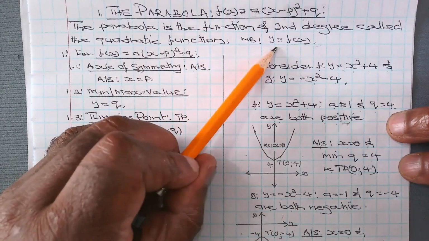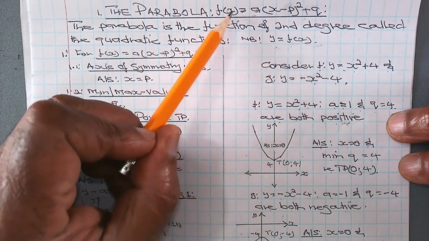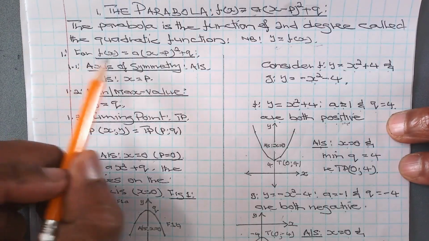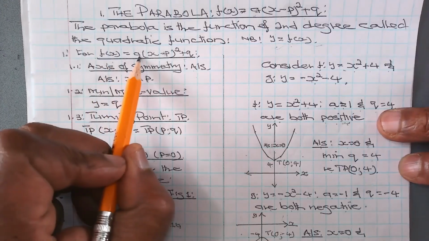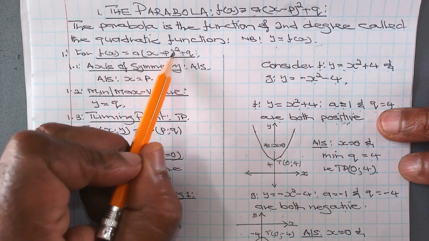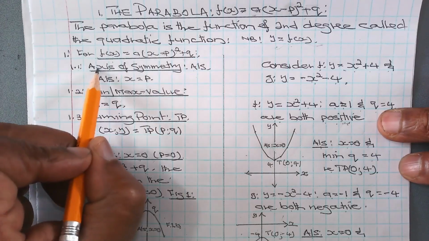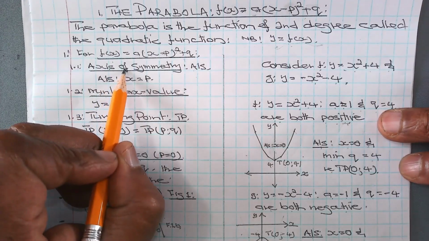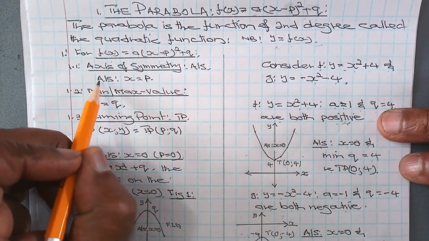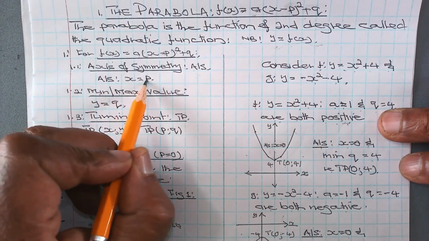Note that y equals f(x). For f(x) = a(x - p)² + q, number 1 is the axis of symmetry, which is AS. The axis of symmetry is x = p.